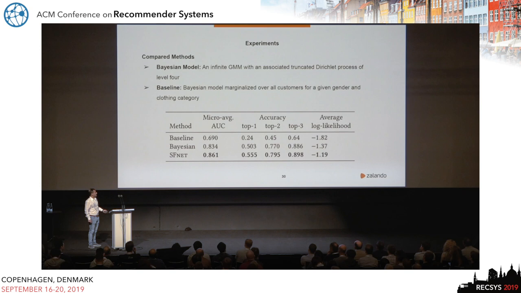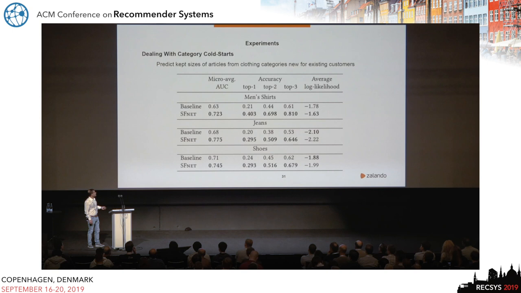We also have a baseline approach, which is simply the marginal distribution over the population. So if I have nothing, I can say, if you come from a certain population, what's the average size in that population, and I recommend that. We also do some experimentation on category clusters, and we see that again, on category clusters, we are much better compared to the baseline.